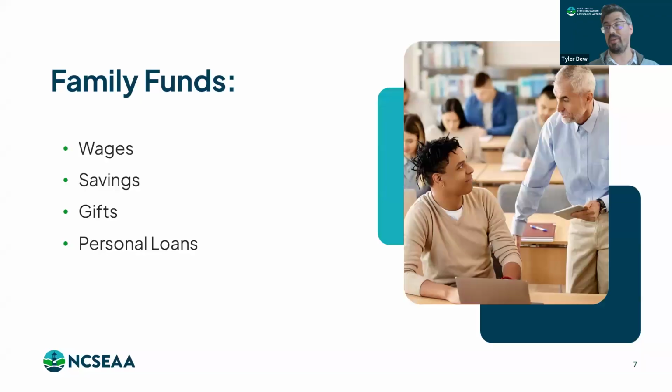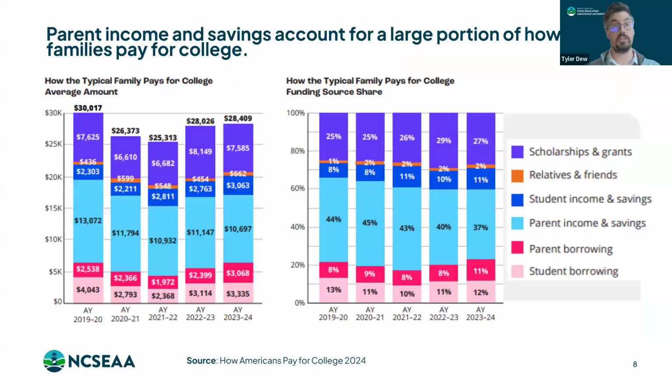So going first on family funds. Family funds, pretty self-explanatory. These are income, wages, maybe a savings account, money that you have saved up either as the student or the parent, gifts from grandparents, aunts, uncles, personal loans outside of what you qualify for by submitting the FAFSA. So this might be a loan that you go and apply for at a bank. These are some of the ways that families try to pay for college.